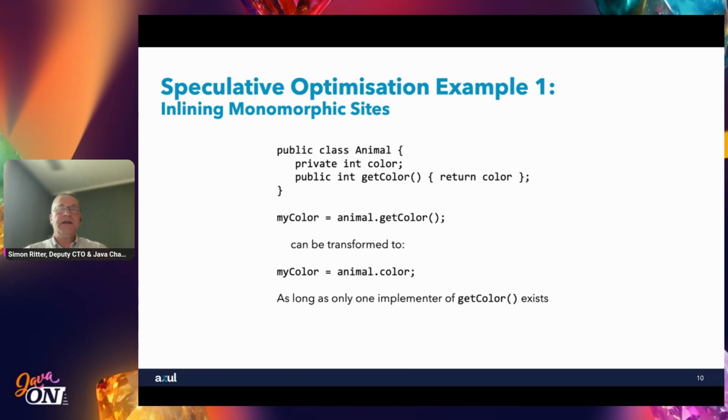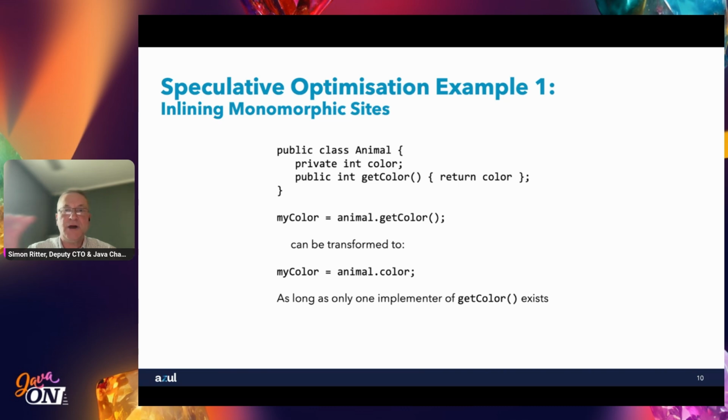The first is what we call inlining of a monomorphic site. Sounds kind of complicated, but it's not really. I have here a class which is called Animal. And in that, I've got some state, which is a color. It's a private variable, a private instance field, so we can't access it directly. To get to it, we need an accessor method, a get method. So I've created a getColor method, which returns the color. And when I write my code and I say, okay, I've got an object of type Animal, I've got some data in there, and I want to get the color of the animal, I can do it by simply calling animal.getColor.